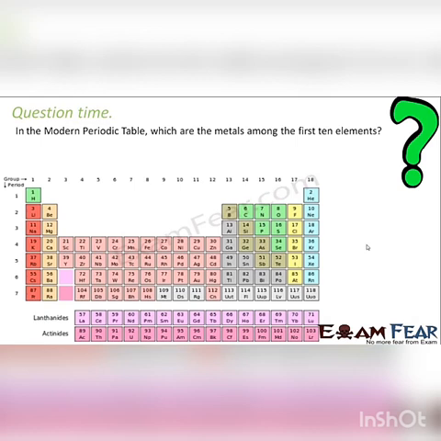In the modern periodic table, which are the metals among the first 10 elements? So the first 10 elements, let's see the metals. Hydrogen is not a metal, helium is not a metal, lithium, beryllium are metals, and that's all. Because I'm talking about the first 10, they are the only 2 metals, and the rest are all non-metals, right? So I'll say lithium and beryllium are the only 2 metals in the first 10 elements of the periodic table. See, if you have the periodic table in front of you, you can answer all these questions very easily. But if you don't, it's very difficult to answer this question. So a lot of students memorize the periodic table, and it's advisable for chemistry students to memorize at least 30 or 40 elements.